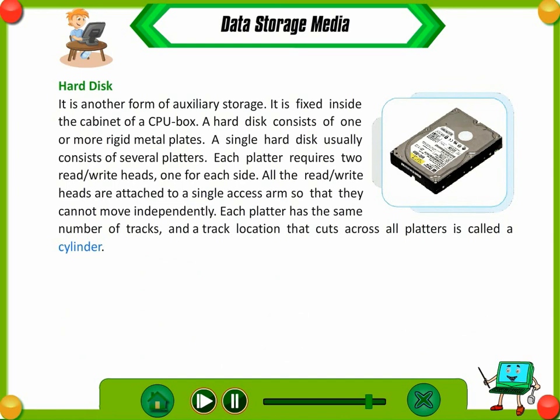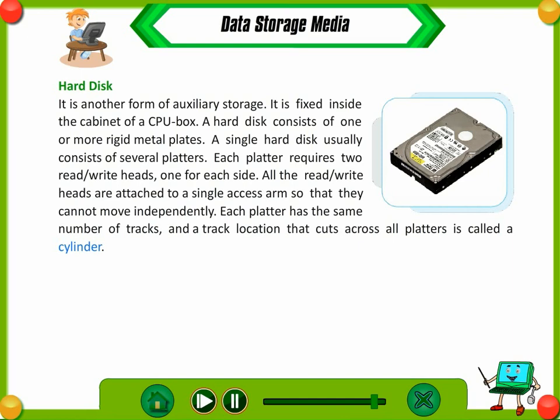Hard disk. It is another form of auxiliary storage. It is fixed inside the cabinet of a CPU box. A hard disk consists of one or more rigid metal plates. A single hard disk usually consists of several platters. Each platter requires two read or write heads, one for each side. All the read or write heads are attached to a single axis arm so that they cannot move independently.